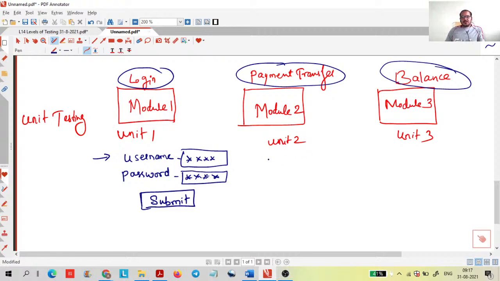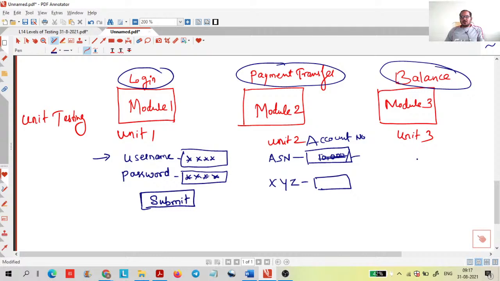Then, in a similar case, module 2, payment transfer. Payment transfer means from your current account to a beneficiary account. Suppose there is a 10,000 balance in your account, then you are transferring to some beneficiary account number. Payment transfer will involve the account number, and the amount is also there.